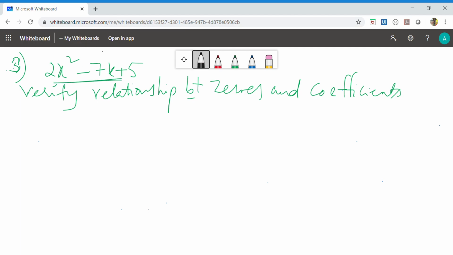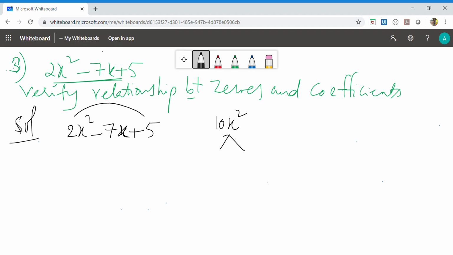Again, you have to find the solution. What is the given quadratic polynomial? 2x square minus 7x plus 5. Then you have to multiply the first and last terms. 5 twos are 10x square. The factors of 10x square are 5x and 2x. The middle term is minus and the last term product is plus, so you have to take both minus. Minus 5x minus 2x becomes minus 7x by addition, and by multiplication you will get plus 10x square.